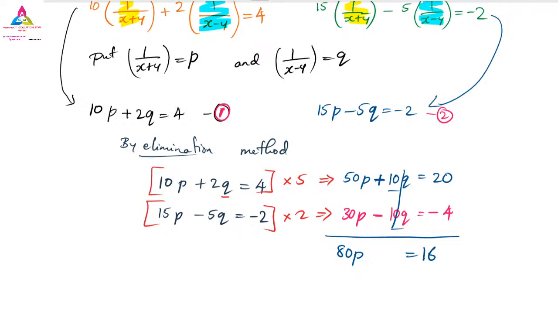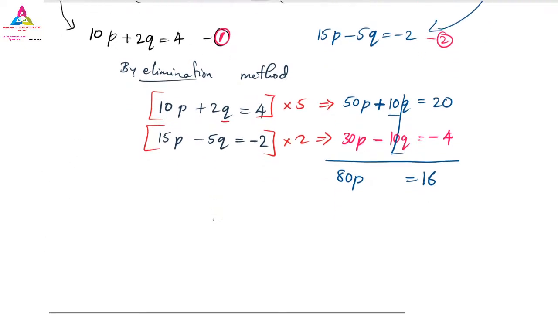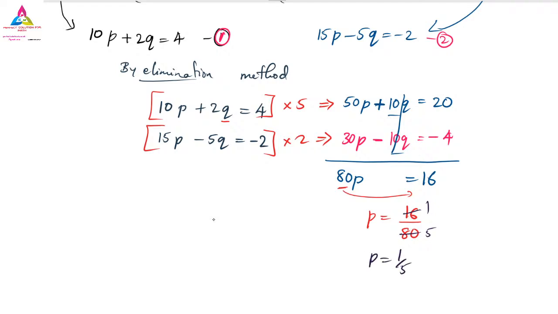Okay, so in this continuation we are adding the two equations. Yes, very good. Now we have to find the p value. The p value is 16, and this 80 I shift to the other side, so it will divide. So 16 divided by 80. If you do the calculation, 16 ones are 16, fives are 80. So the p value is 1 by 5. We found the p value as 1 by 5. That is only the p value we have found.